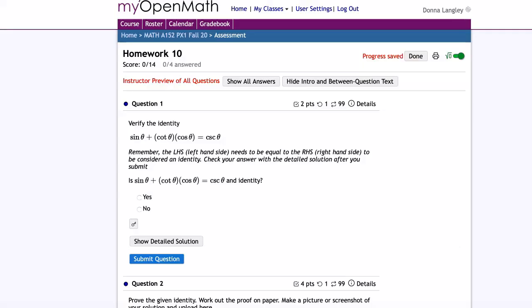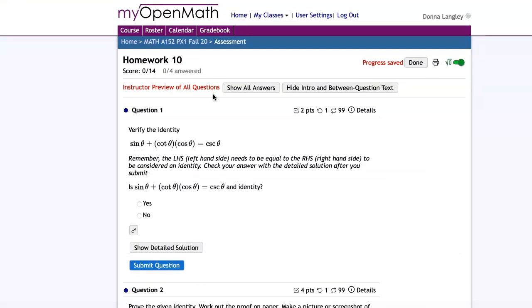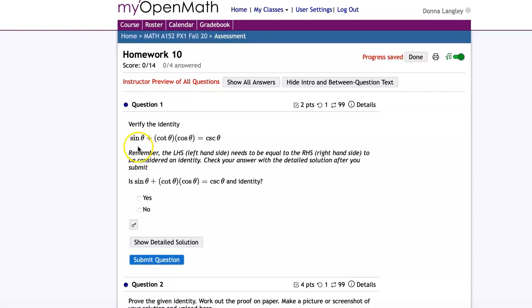Okay, back to MyOpenMath. So this problem set is worth 14 points, but there are only 4 questions. This is the shortest probably that you've ever seen, and that's because this is going to be a little different than the previous ones. Okay, so first of all, you're going to try to see if you can make the left-hand side equal to the right-hand side. So you would be doing some substitutions, right?